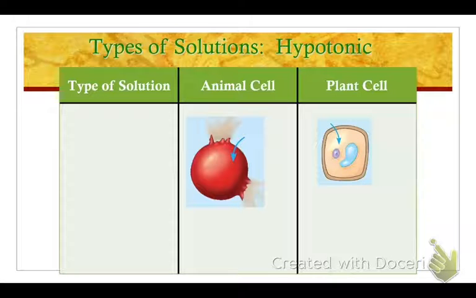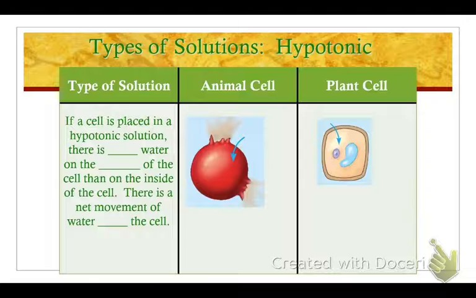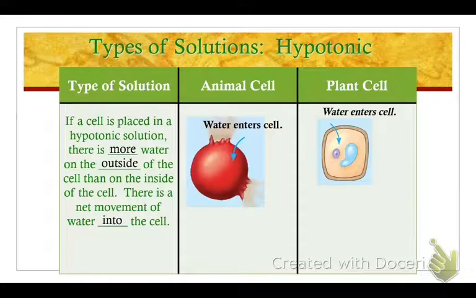All right, our last type of solution is hypotonic. So there is more water on the outside of the cell than there is on the inside of the cell, so the net movement of water is into the cell. So water is going in both these pictures.